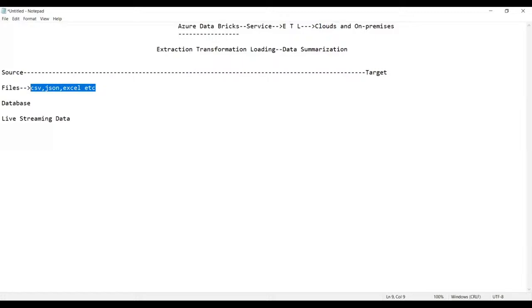Okay, guys. So these are the various types of files you have. What we do is, ultimately, we pull in the data into this ADB, that is called Azure Databricks. This is called the process of data ingestion.